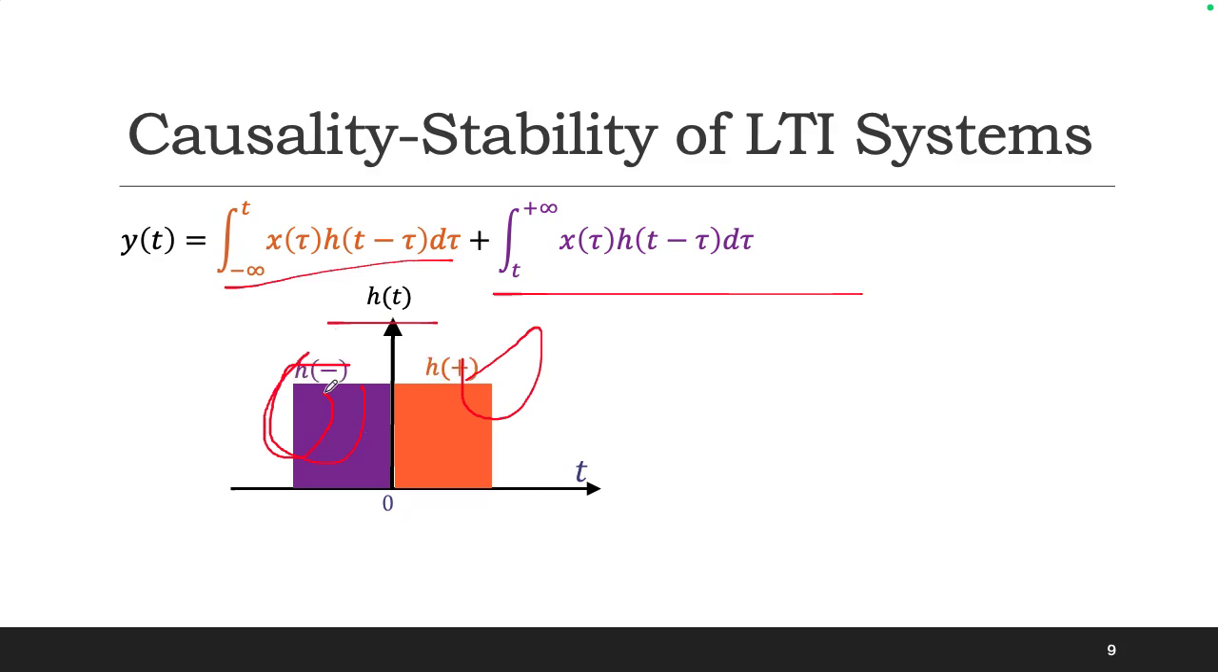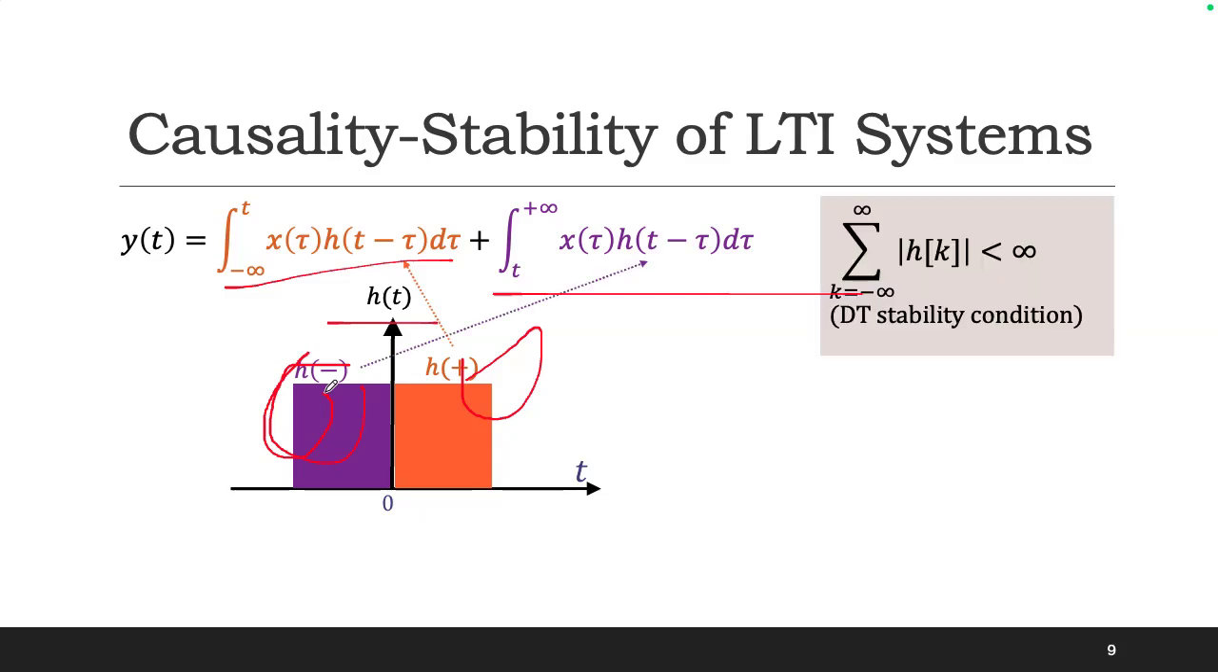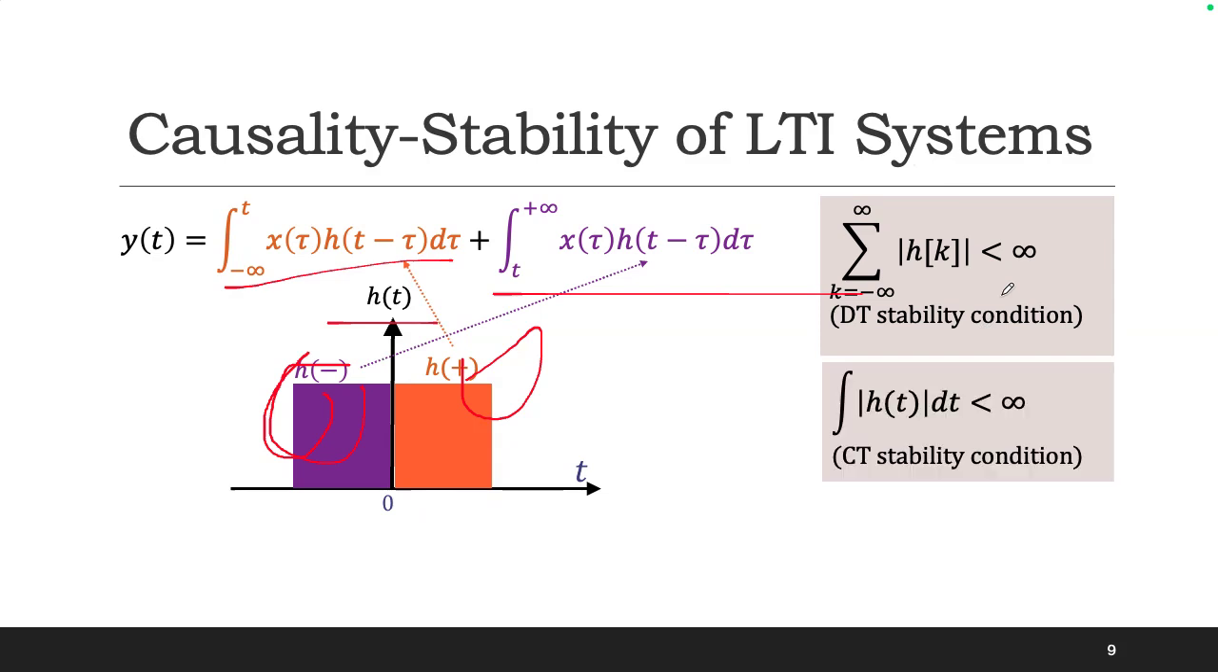For stability, we want the sum of the impulse response to be finite, not infinite. So it has a limited value, and we will have this equation. You need to tell whether the sum of your impulse response is limited or unlimited. Does that make sense to you? Okay.